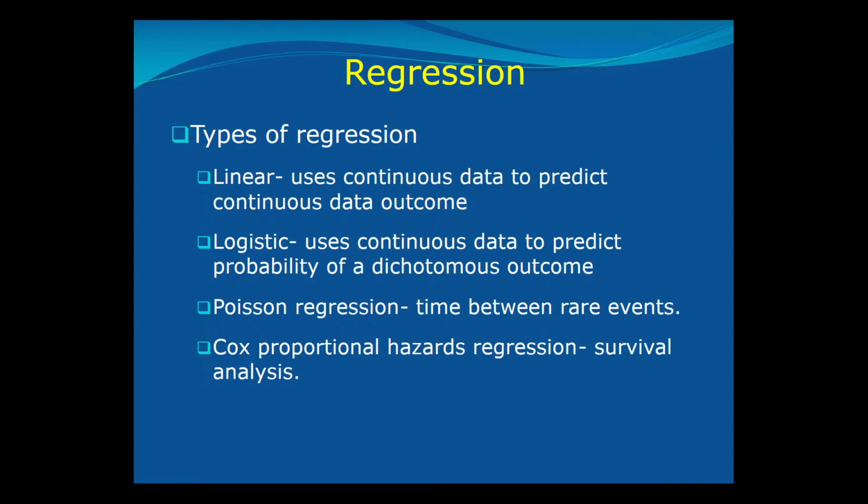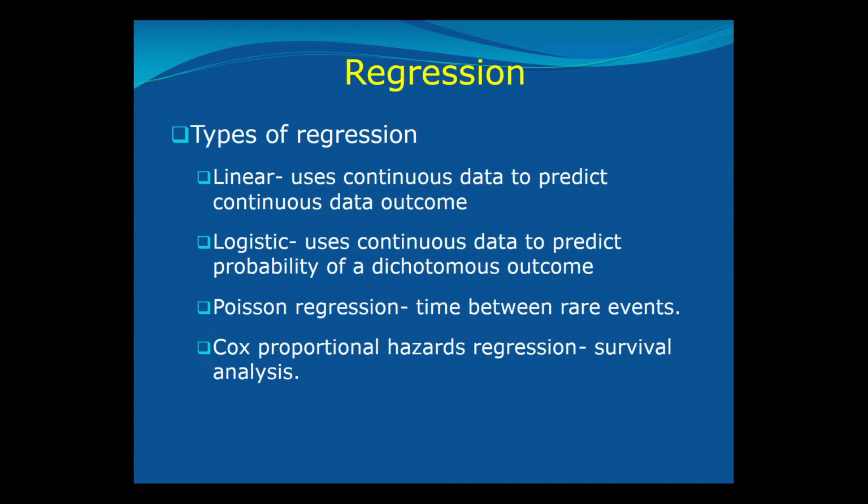There are different types of regression. The simplest type of regression is linear, and because of this, this type of regression is used the most often. Linear uses continuous data to predict a continuous data outcome. Logistic uses continuous data to predict probability of a dichotomic outcome. Poisson regression, time between rare events, and Cox proportional hazards regression.